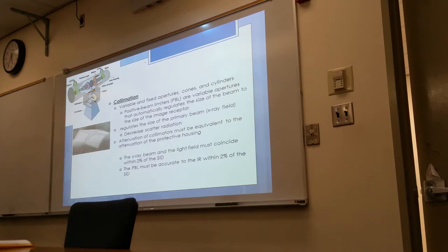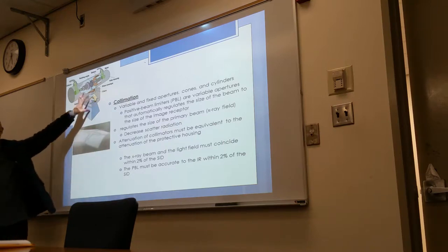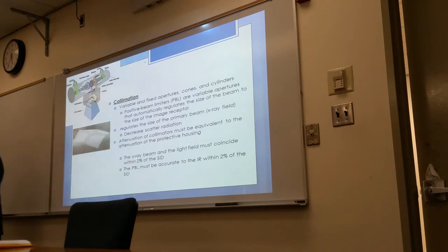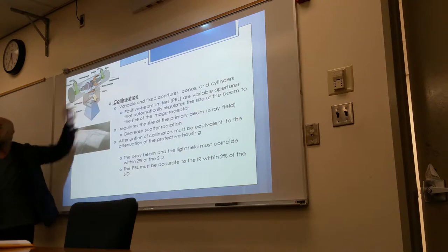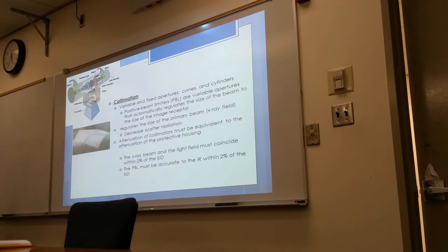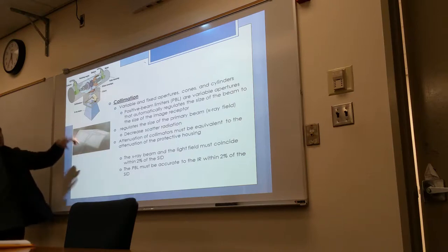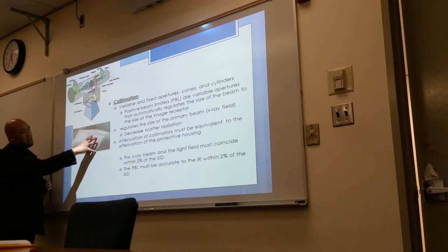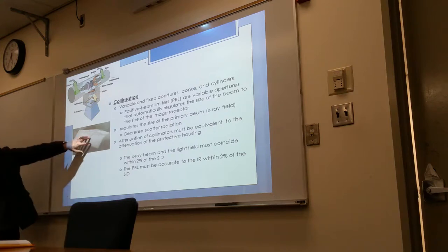Remember, the X-ray itself cannot be seen, heard, felt, touched, tasted, et cetera, right? So within the collimator housing, the collimator box, we have a light bulb and a mirror that represents the X-ray field. So when you're setting up for the procedure, you hit that light and you can see exactly the size of your X-ray field.